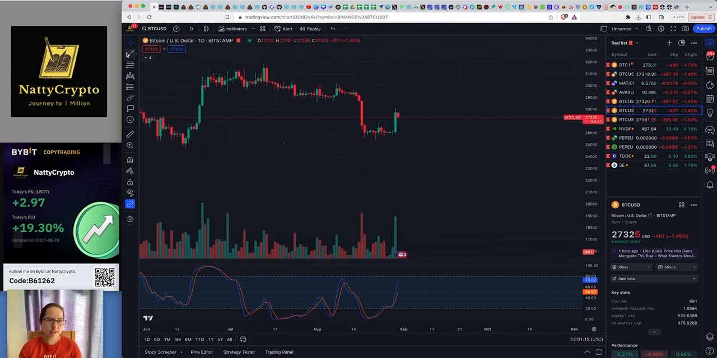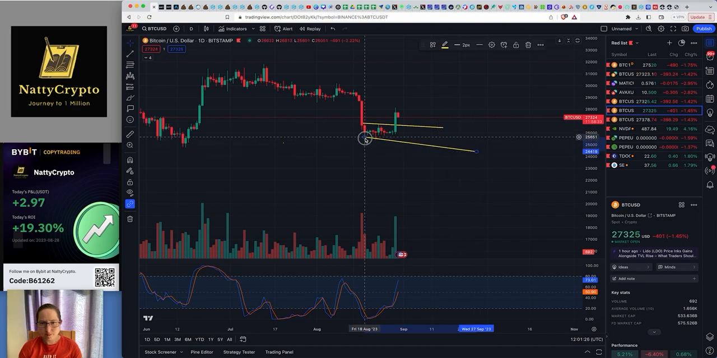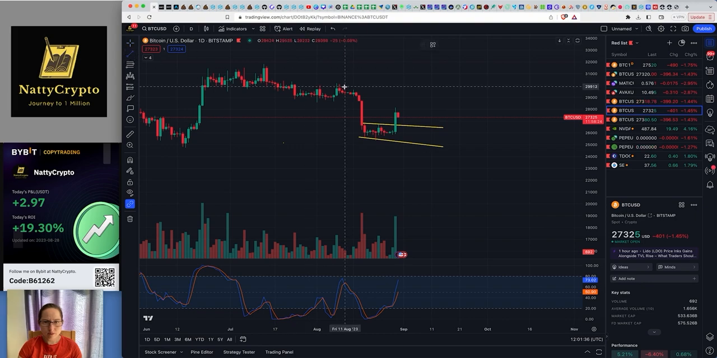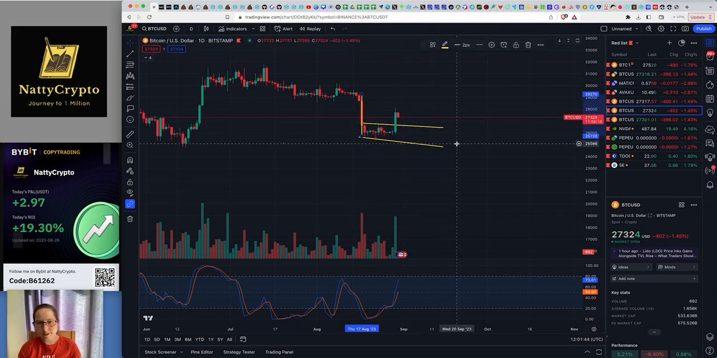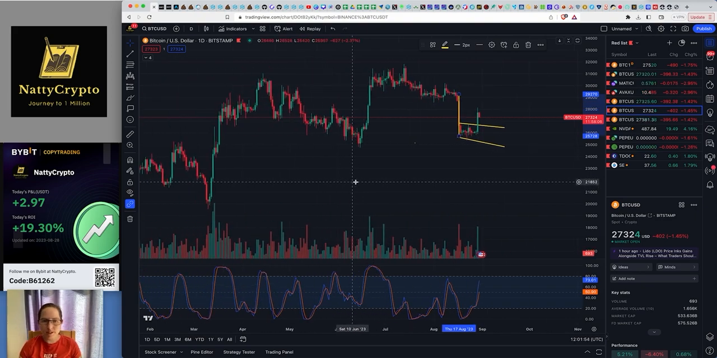Now here, I shared recently that I believed this to be a bearish flag. So here you go. Here's your bear flag. There is your pole. Trend lines. This is a bear flag. Yeah, this is a bear flag. But it went against it. It broke out of the bear flag because of the news. So that can happen. But this is an example of what a bear flag does.